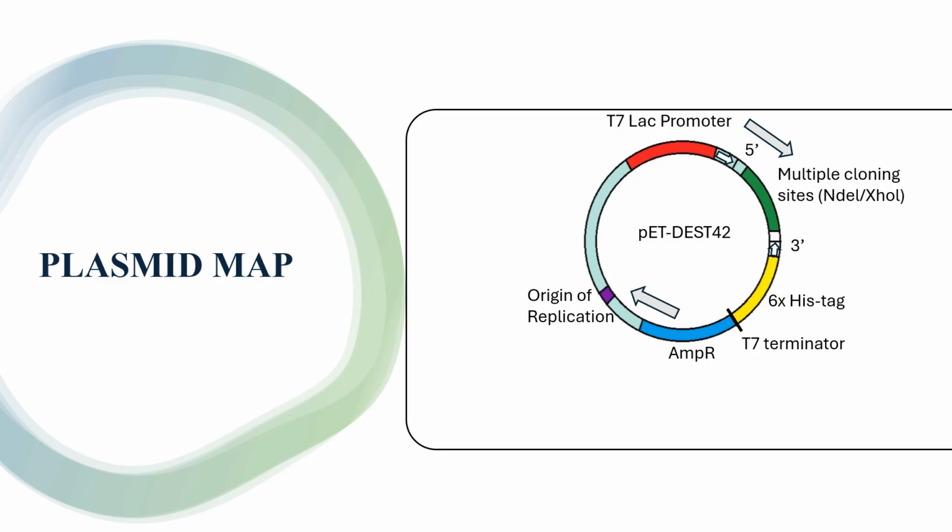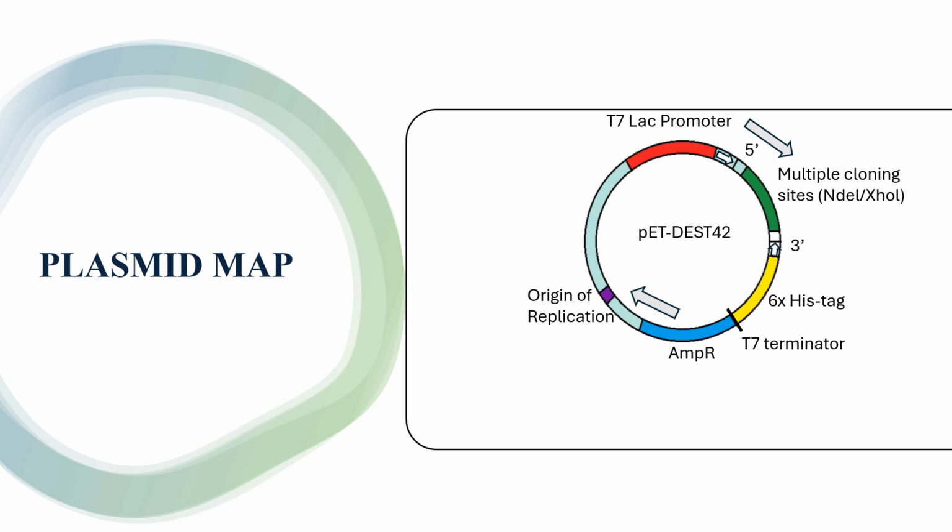Moving ahead, we have the plasmid map. So this is the plasmid map of PET-DEST42, which is designed for high-level protein expression in E. coli using the T7 promoter system. At the top we have the T7 lac promoter, which drives strong inducible expression of the inserted gene upon IPTG induction. The multiple cloning site, which is MCS, is located downstream, flanked by NdeI and XhoI restriction sites, which allow for directional insertion of the GFP gene.